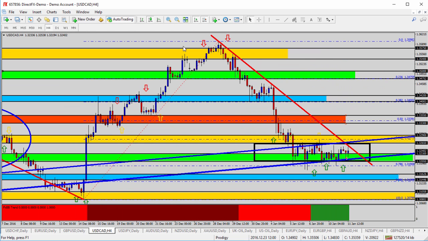Take it down here to the 4-hour time frame. You can see what's been happening over the past several days. This black box down here showing we've been in congestion between the green and the yellow zone. I did take a buy yesterday into the green shaded area. I saw a decent amount of profit.